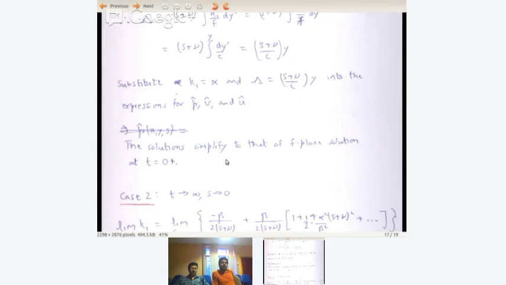And if you do that, the solution simplifies to that of the f-plane solution at t equals 0 plus. I'm going to leave this for you as an exercise. It's, I think, worked out in one of the solutions in Mikhail's notes. Take a look at it.